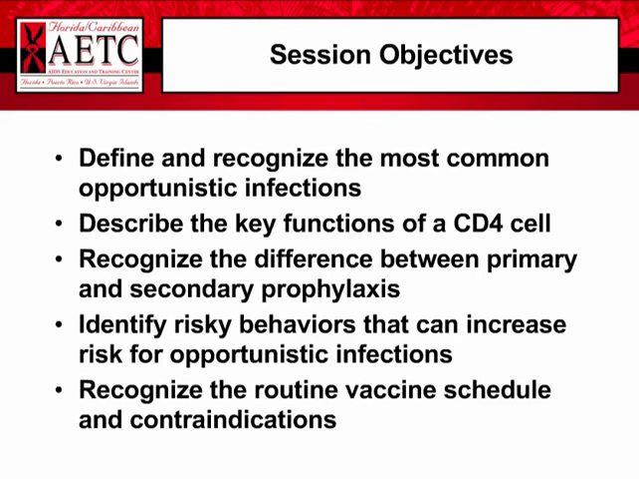So over the next hour, I hope to accomplish a series of objectives. I'd like us to be able to define and recognize the most common opportunistic infections. I'd like to touch on the key functions of a CD4 cell. I'd like us to be able to recognize the differences between primary and secondary prophylaxis, as well as to identify risky behaviors that can increase the risk for opportunistic infections. And finally, towards the end, I'd just like to talk quickly about the routine vaccination schedules and contraindications to certain vaccines.